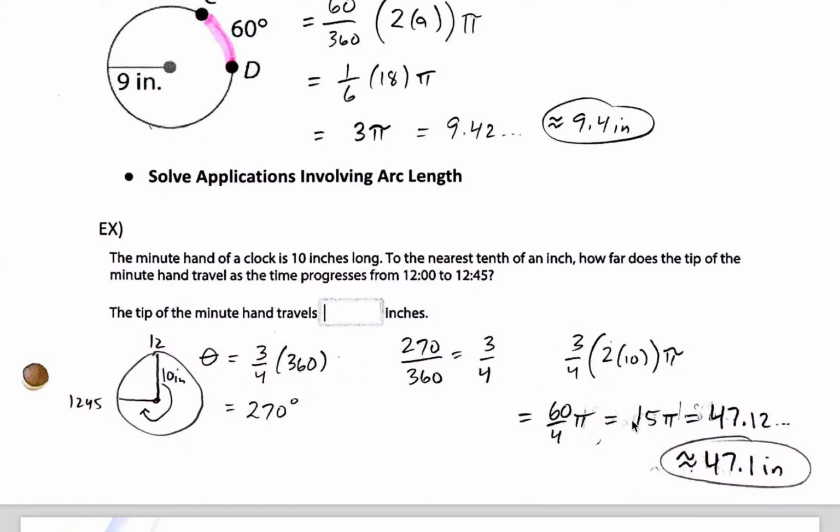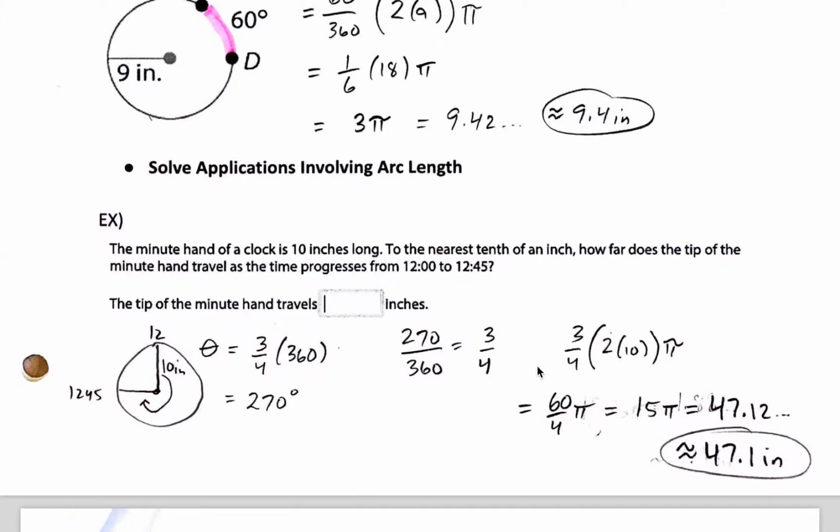Either way we go, if we do it accurately, we're going to end up with 15 pi as our simplified answer in terms of pi. And then we can multiply by 3.14 or use our pi button and get approximately 47.1 inches.